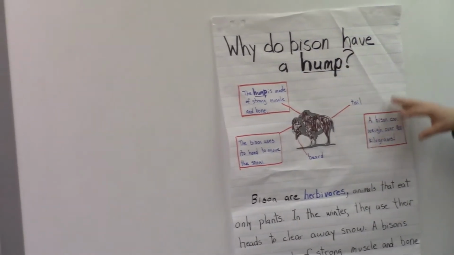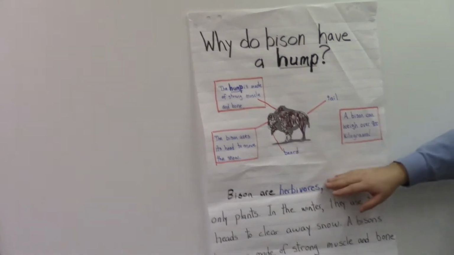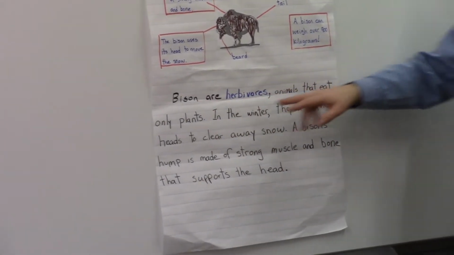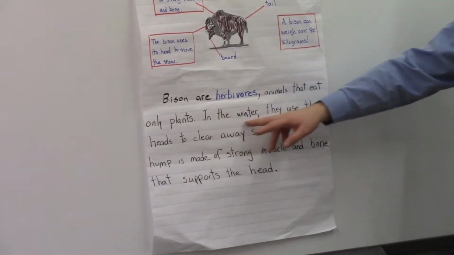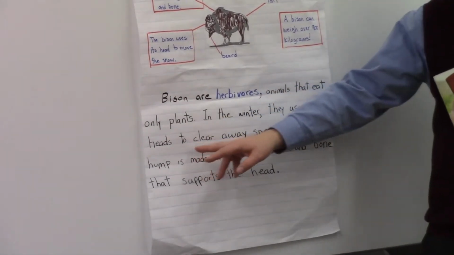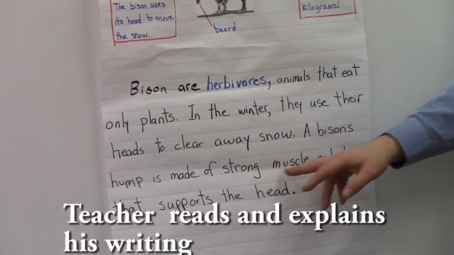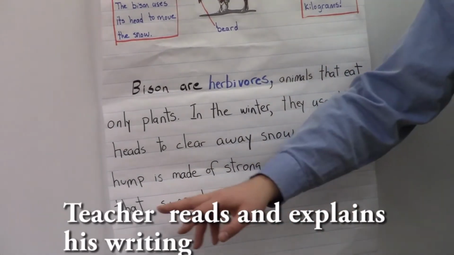I'm going to show you this middle part in a minute, but I want to read you what I answered. Bison are herbivores, animals that eat only plants. In the winter, they use their heads to clear away snow. A bison's hump is made of strong muscle and bone that supports the head.